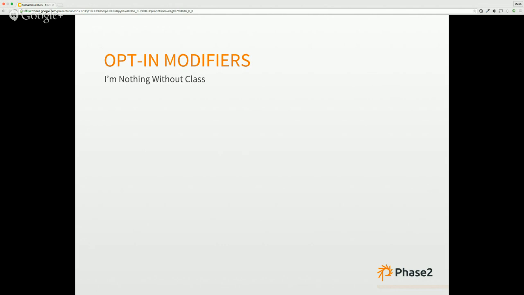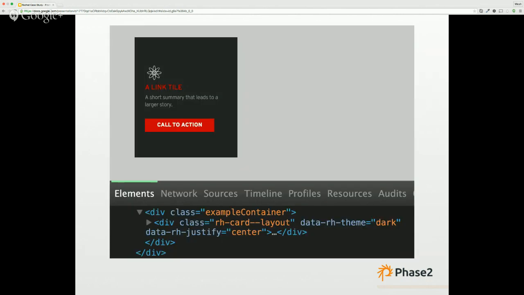Secondly, we have the idea of opt-in modifiers. Not every component is always going to look the same every single time you put it on the page. Like the idea of the cards, we've got white cards, we've got dark cards, we have cards that are displayed in different ways. We don't want to have different layout constructs for every single one of those. We want to be able to have modifiers we can apply to that.